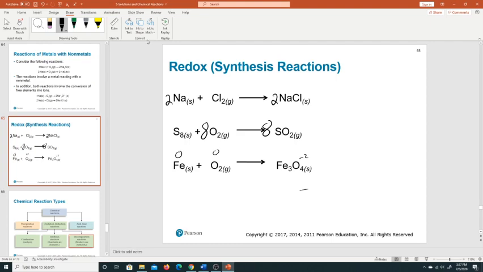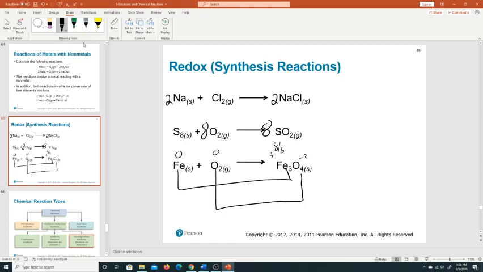-2 times 4 is -8. We have 3 irons. So 3x has to equal 8. Therefore, x equals 8 over 3. So the oxidation state of iron is positive 8/3. So iron is going from 0 to positive 8/3. O is going from 0 to -2. As you can see here, we have a change in electron transfer.